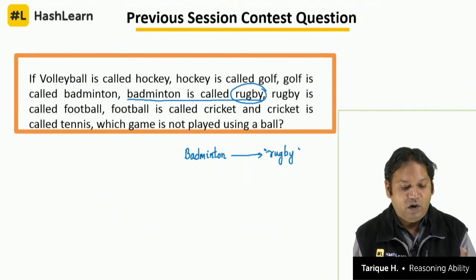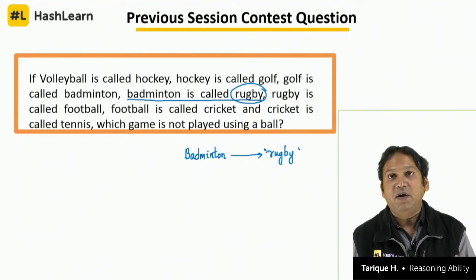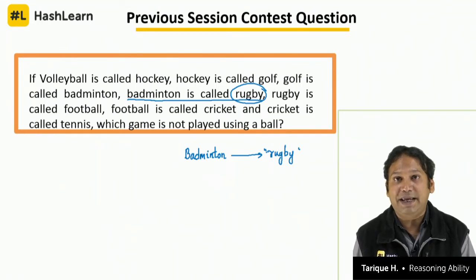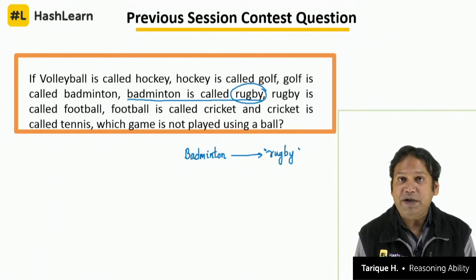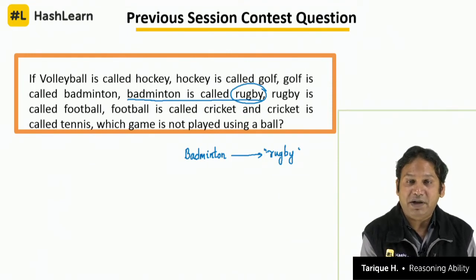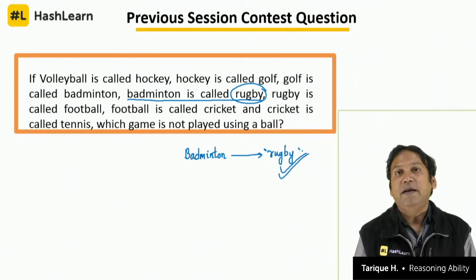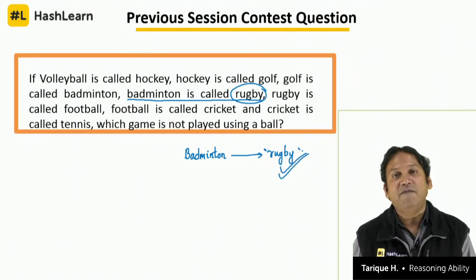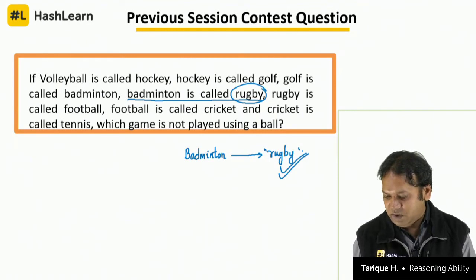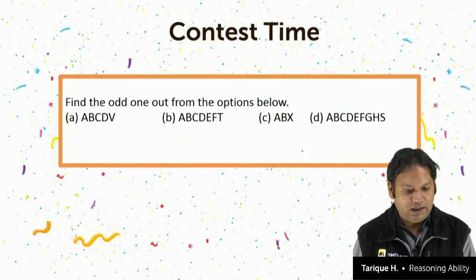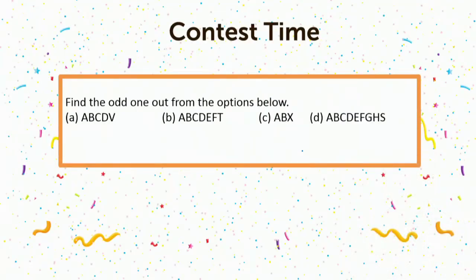If volleyball is called hockey, hockey is called golf, so we are using word replacement. We are calling volleyball hockey. It does not mean that we start playing hockey with the volleyball. It's just that the name is changing. The word is getting replaced. So which game is not played using a ball? The answer is badminton, but what is badminton called in the question? Rugby. So the answer then becomes rugby. This is one type of question that used to come frequently earlier, not so much nowadays, but in other exams it's still a very hot type of question.